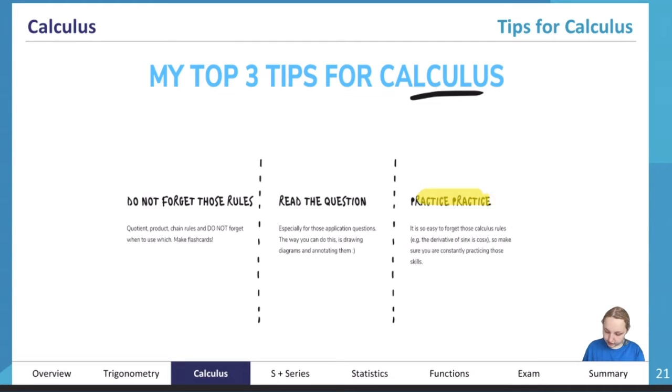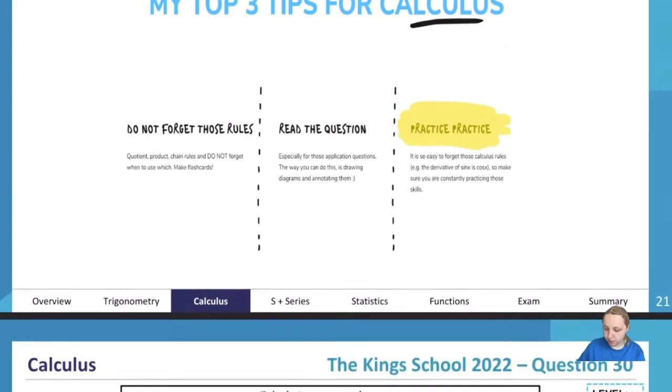It's so easy to forget how to use rules in calculus and to sort of get out of habit with when particular things need to happen. So things like remembering that the derivative of sine x is cos x, but then the derivative of cos x is negative sine x, things like that. So you want to make sure that you're constantly practicing your skills and constantly exposing yourself to different question types. So yeah, super important to just keep practicing.